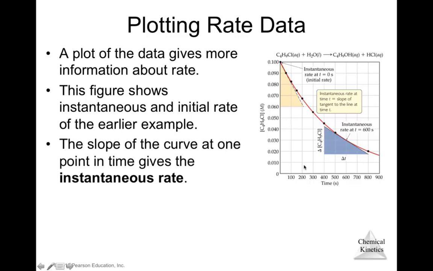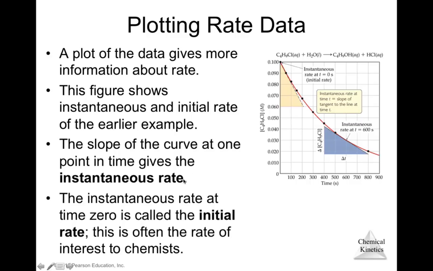So the slope of the curve at one point in time gives the instantaneous rate. So at any specific point, if you can measure the slope at that point, that will be the instantaneous rate. The instantaneous rate at time zero is called the initial rate. So if you can measure the slope here at point zero, this one is called the initial rate. This is often the rate of interest to chemists.